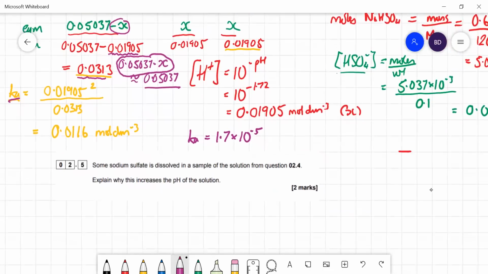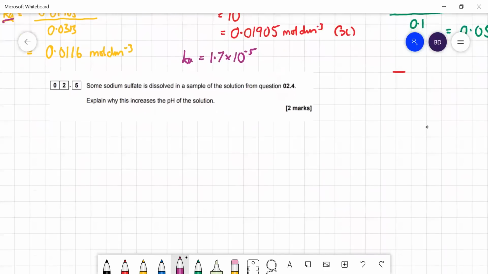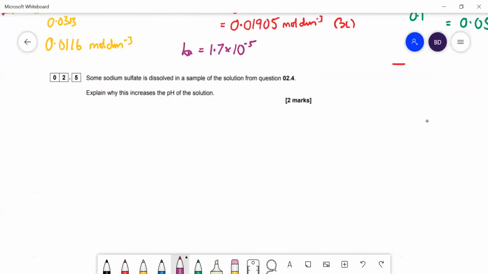2.5. Some sodium sulfate is dissolved in a sample of the solution from 2.4. Explain why this increases the pH of the solution. Right, now we have got this weak acid equation.